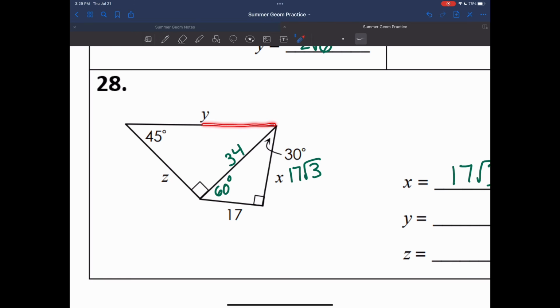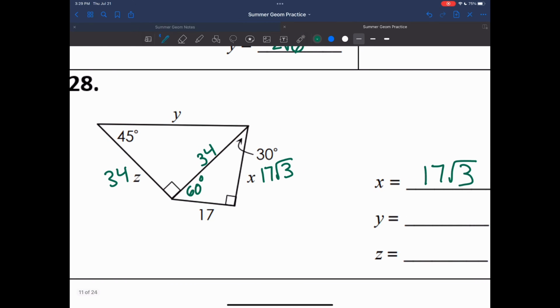So looking at this triangle, it is a 45, 45, 90, and we know one of the legs is 34. So right away we can find Z because it's going to be the same thing, right? This is also going to be 34. Let me write that in here. Okay, so Z is 34.